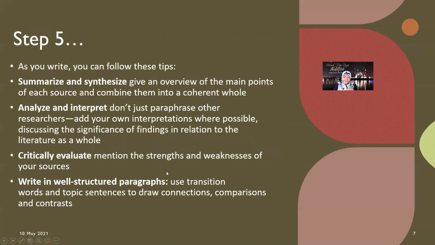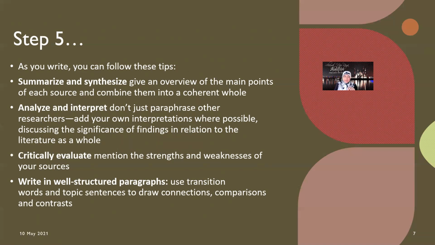As you write, you can follow these tips. Summarize and synthesize: give an overview of the main points of each source, and combine them into a coherent whole. Analyze and interpret: do not just paraphrase other researchers. Add your own interpretations where possible, discussing the significance of findings in relation to the literature as a whole. Critically evaluate: mention the strengths and weaknesses of your sources. Write in well-structured paragraphs, use transition words and topic sentences to draw connections, comparisons, and contrasts.